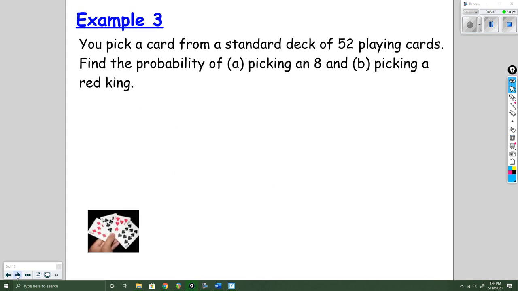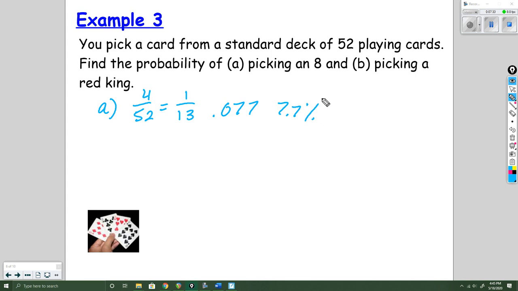Okay, now let's talk about our standard deck of cards. We pick a card from a standard deck of 52 playing cards. We want to find the probability of picking an 8. We have to know how many 8s there are in a deck of cards, and that would be 8 of spades, 8 of diamonds, 8 of hearts, 8 of clubs. So that would be 4 out of the 52 cards. And of course, we're going to want a simplified fraction here. 1/13, and that would also be 0.077 or 7.7% chance.